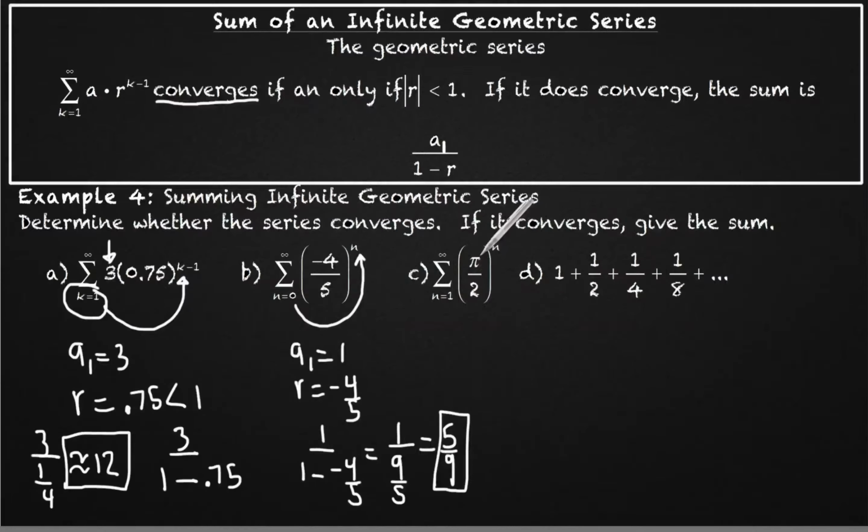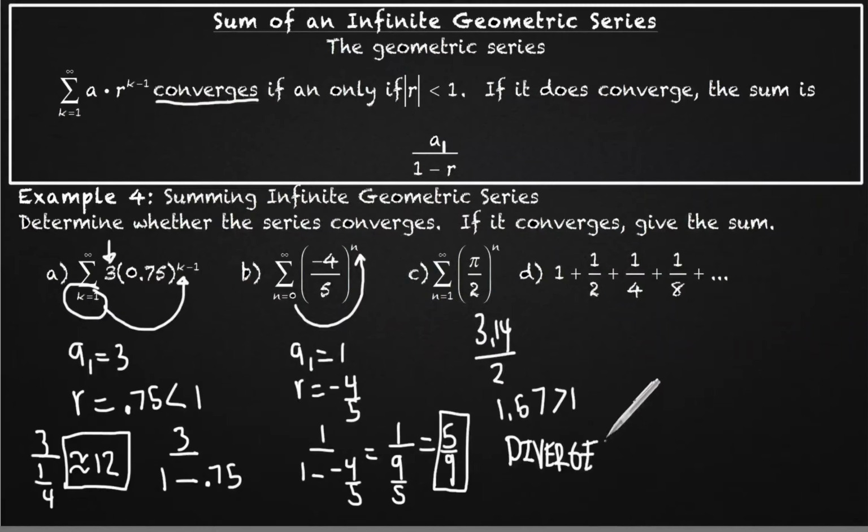All right, part C, you have pi over 2 to the n. And this is a tricky one because if you're not careful, you would just go straight to using this formula without checking to see whether it converges or not. And this actually does not converge. Pi is 3.14. Divided by 2, it gives you approximately 1.57. That is greater than 1, and therefore it does not converge, it diverges. If it diverges, you do not need to find what it diverges to, because it's going to diverge to infinity. So it's kind of redundant. So you just say it diverges.